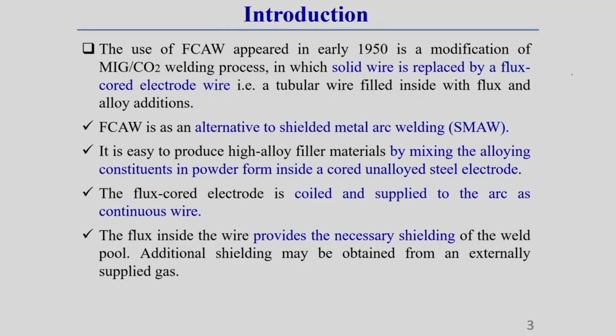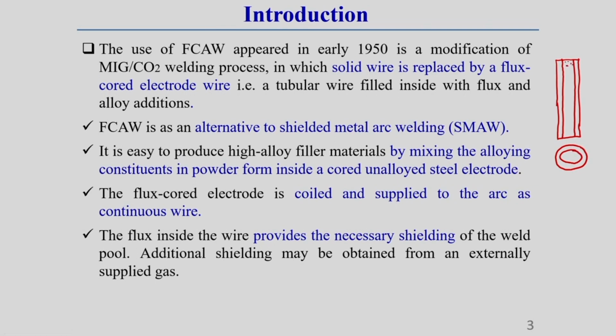This flux core electrode wire is a tubular wire which is filled inside with flux and alloying elements. What I am telling you, understand? That means in this process, instead of using a solid wire, here a filler wire or electrode is used, which is a hollow wire, you can say. If we see the cross section of this electrode, which is a consumable electrode because it is melted, this is the cross section, top view you can say.